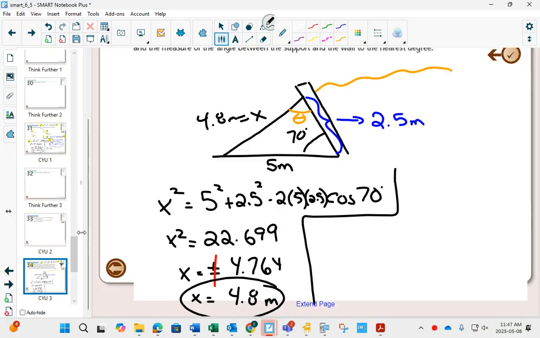So we're going to do sine law. I'll switch to orange here. I want to find theta, so I'll put that on top. Its opposite side is 5. And here I'll put 70 because now I know its opposite side is the 4.8, but I'm not going to write 4.8. I'm going to write 4.764... to show you that I'm not rounding early, because rounding early can sometimes cause problems.